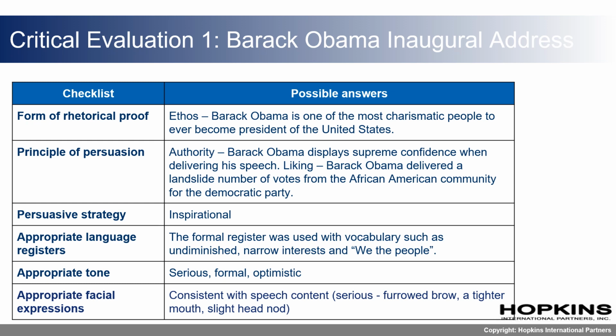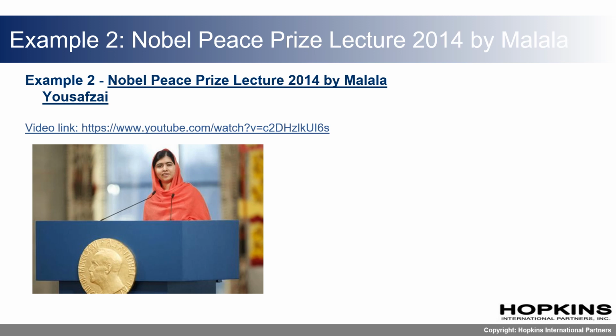4. Appropriate language registers. The formal register was used with vocabularies such as undiminished, narrow interests, and we the people. 5. Appropriate tone. He was serious, formal, and optimistic. 6. Appropriate facial expressions. His facial expressions were consistent with the speech content. We can see a serious facial expression with slight head nods. You can click the link in the slides or search the name of the talk to access this media content.